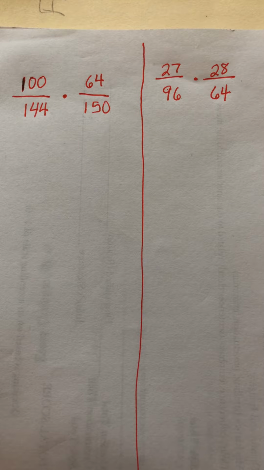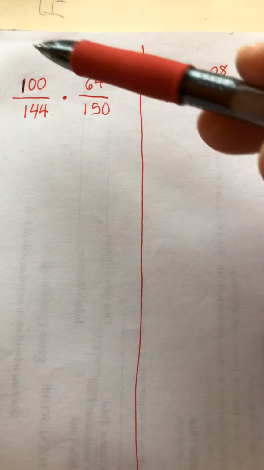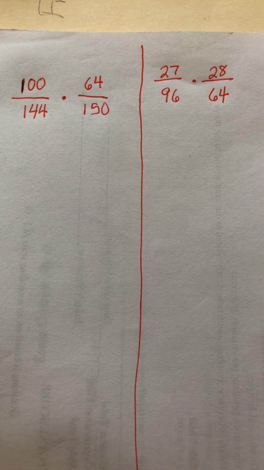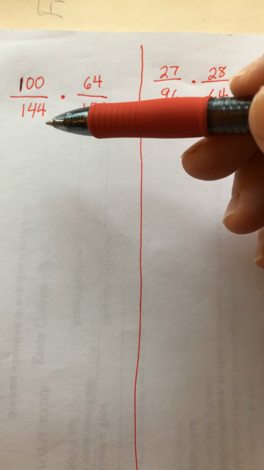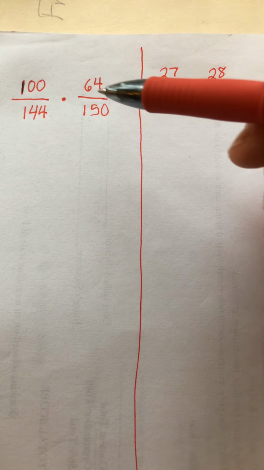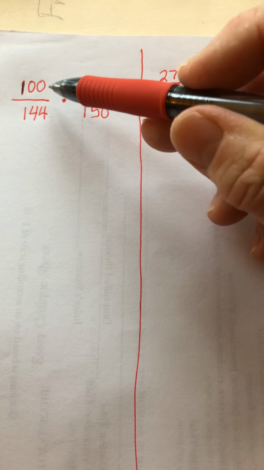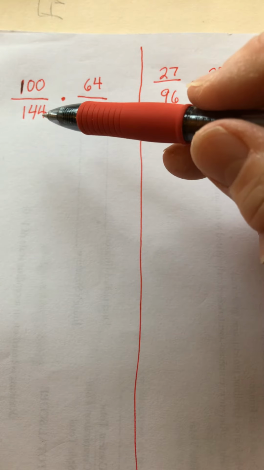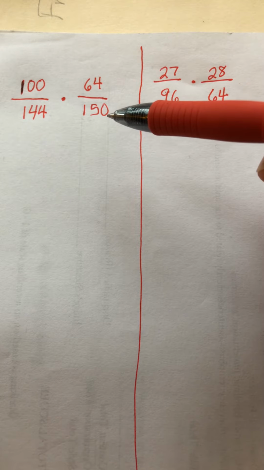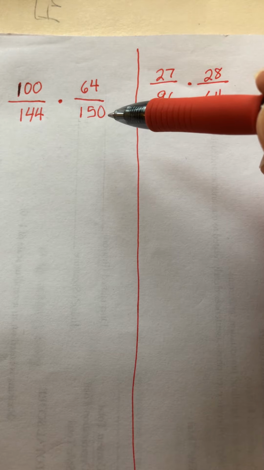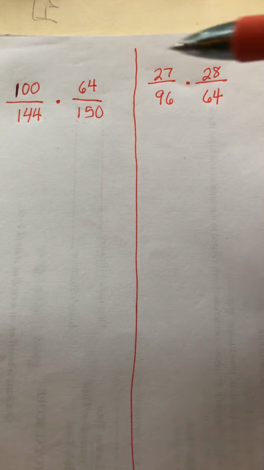A lot of people are simplifying or reducing these fractions before they multiply, but some people are forgetting that you can simplify further sometimes. Okay, if I look at this first one, 100 over 144 times 64 over 150. Now, I can choose to simplify any number on the top with any number on the bottom. So I can take this 100 and I can simplify or reduce with either 144 or 150. Now I'm going to choose to do 100 and 150 because 50 goes into both of those.